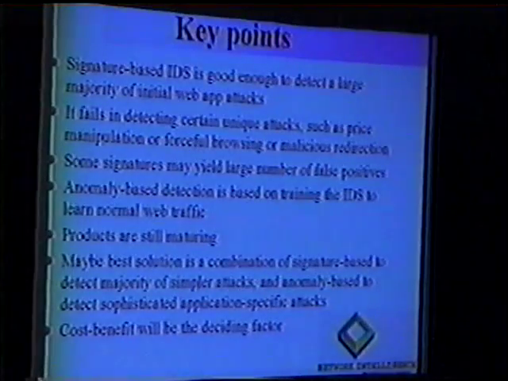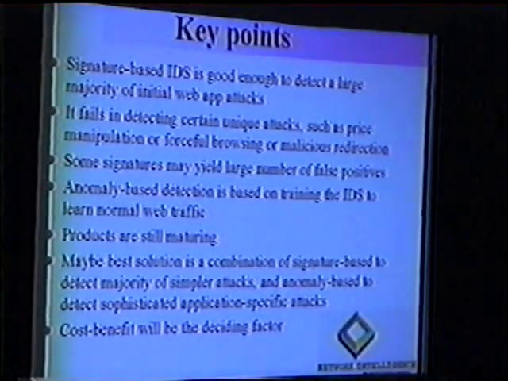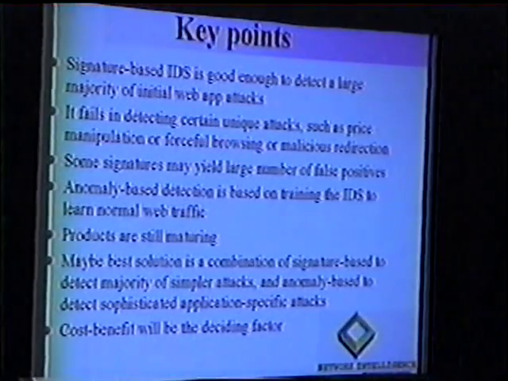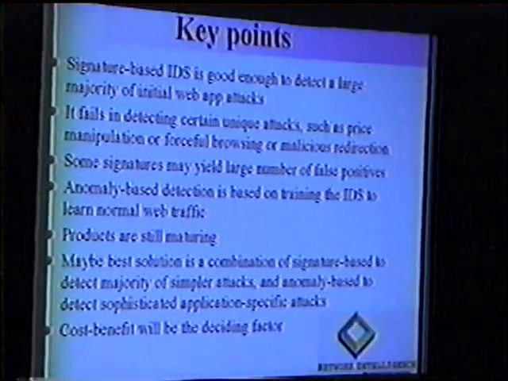And finally, like most of the other speakers talked about, it's essentially all about the money. So it's really what kind of information are you trying to protect, how important is it to you, and then you do a cost benefit of whether signature-based is good enough or you want to purchase anomaly-based.